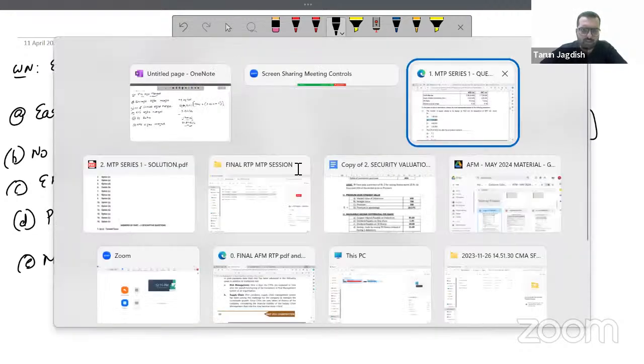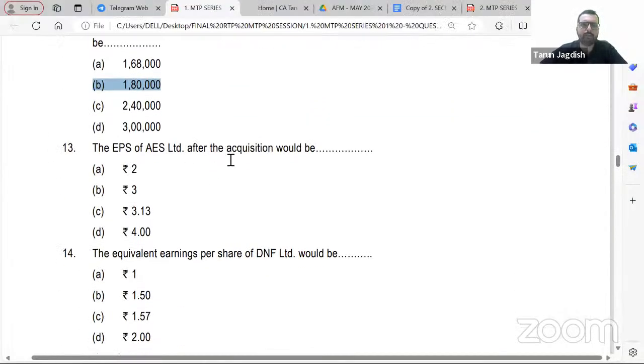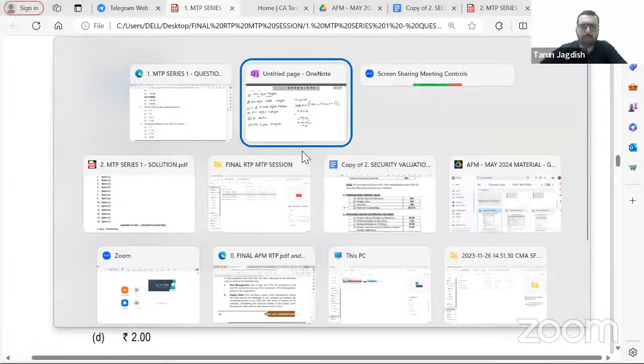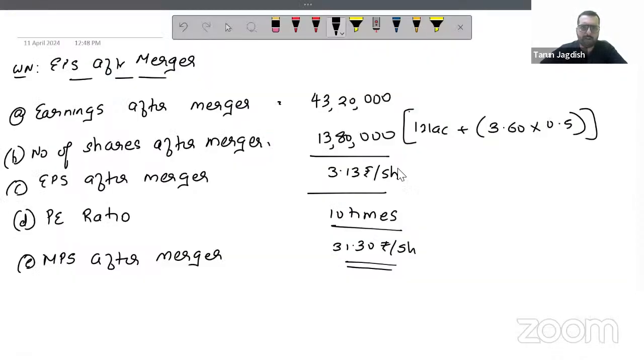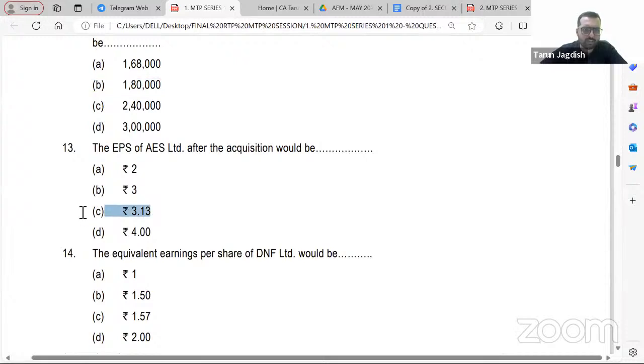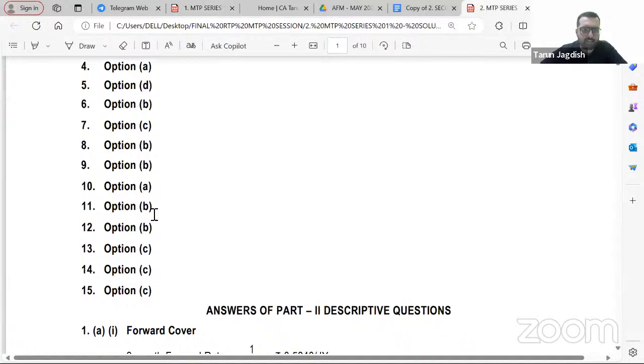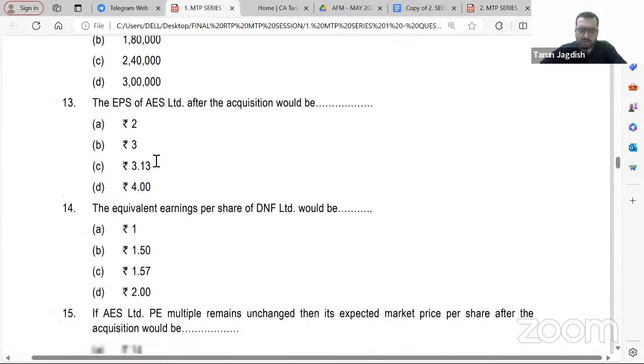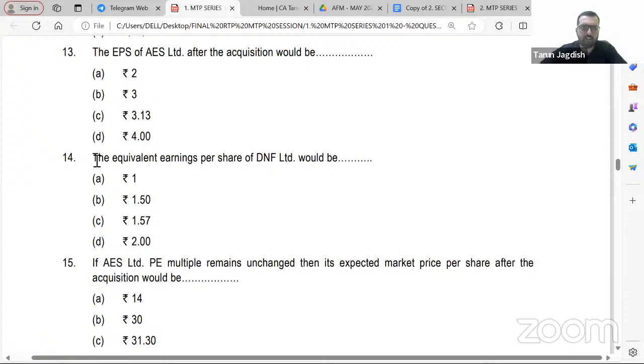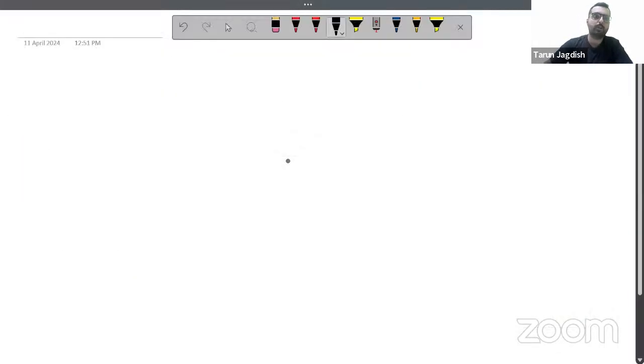Yes. So friends, we are done with question number 1. EPS of AES after acquisition will be, we have got the answer here, 3.13. Do they have 3.13 over here? Yes. Option should be C. So 12 should be B. Yes. And 13 is supposed to be C. We have got the same answer, friends. So don't get worried with MCQs. They are not going to be very dangerous. Equivalent EPS of DNF. Friends, how do you find out the equivalent EPS?